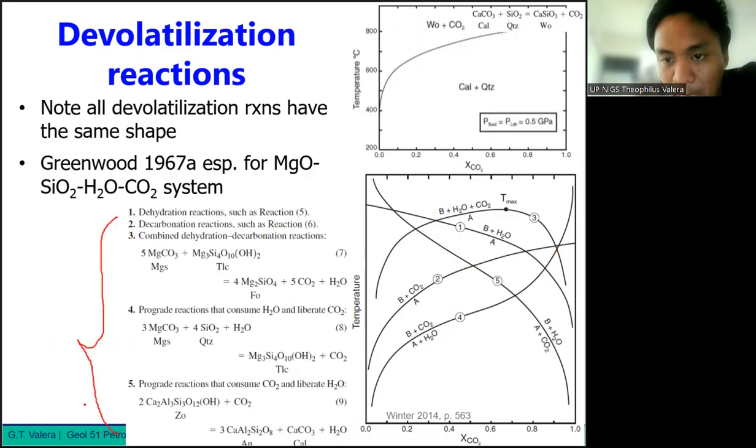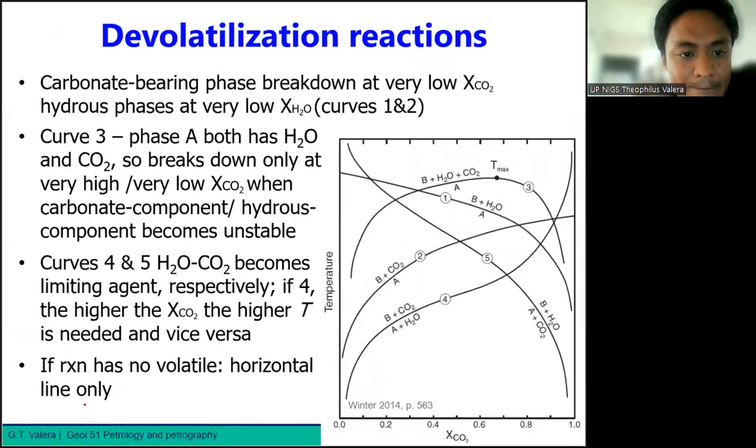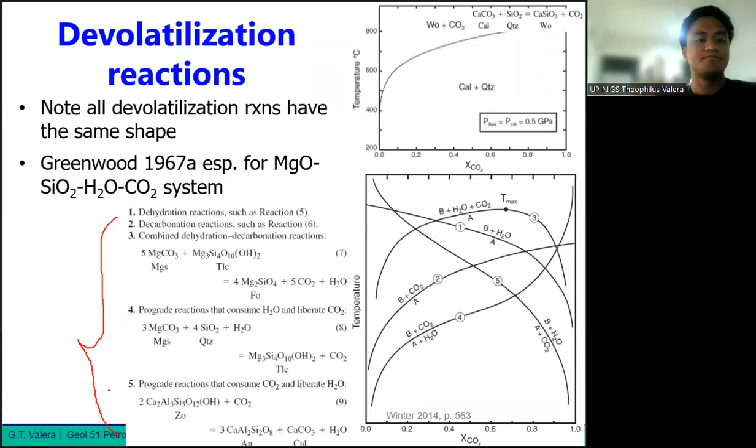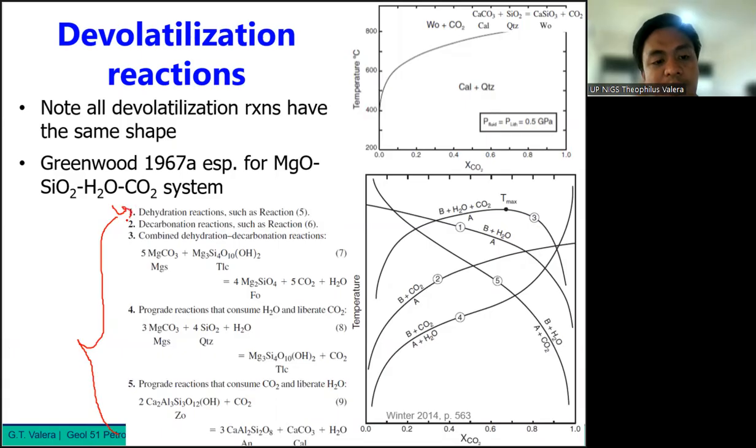I-discuss ko pa ba to? Sige, discuss natin. Okay. So yung example na diniscuss ko kanina is what we call yung muscovite breaking down to aluminosilicate, alkali feldspar, and water is a classic type 1 dehydration reaction. So it's a reaction which follows path like 5. Right? It follows path like 5 kasi this is XCO2.